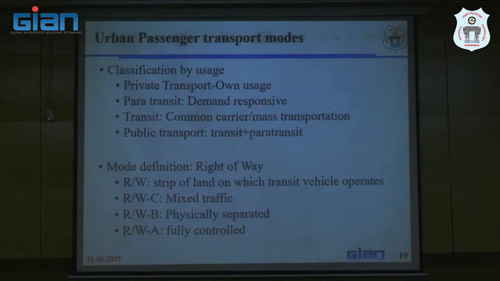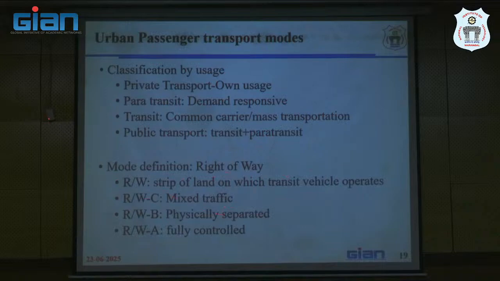In transit, that is the common carrier in the mass transport system, and public transport is transit plus your paratransit system. So these can be categorized in terms of the right-of-way system. We have 4 different classes of right-of-way in general: the strip of land corresponding to where specific transit vehicles operate.